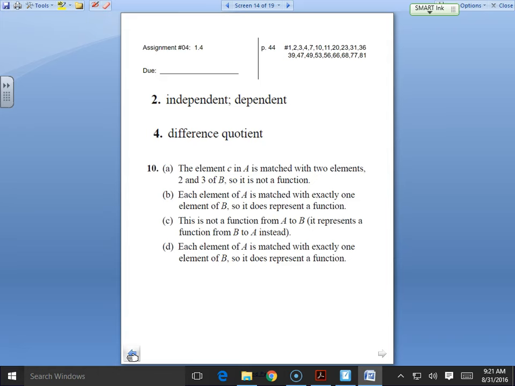Yeah. Number 2, independent comes first and then dependent. Number 4, the difference quotient, which you might have not quite known. Number 10, let me highlight or circle the important stuff. Not a function. Letter B, does represent a function, so is a function. Letter C, not a function. And letter D, does represent a function. So no, yes, no, yes.